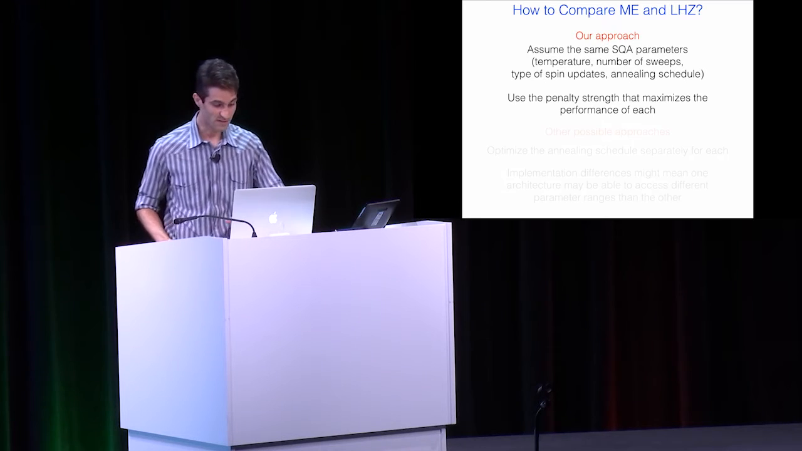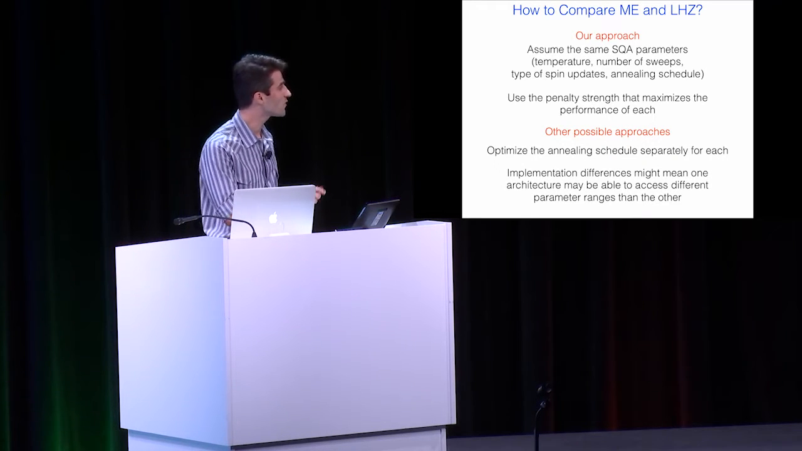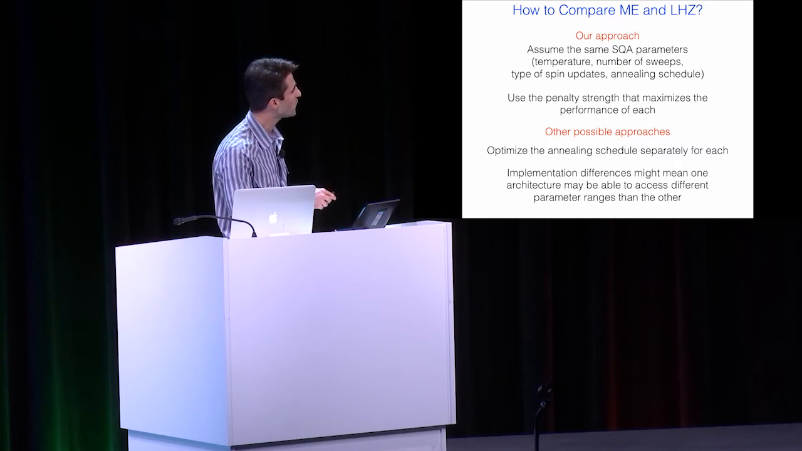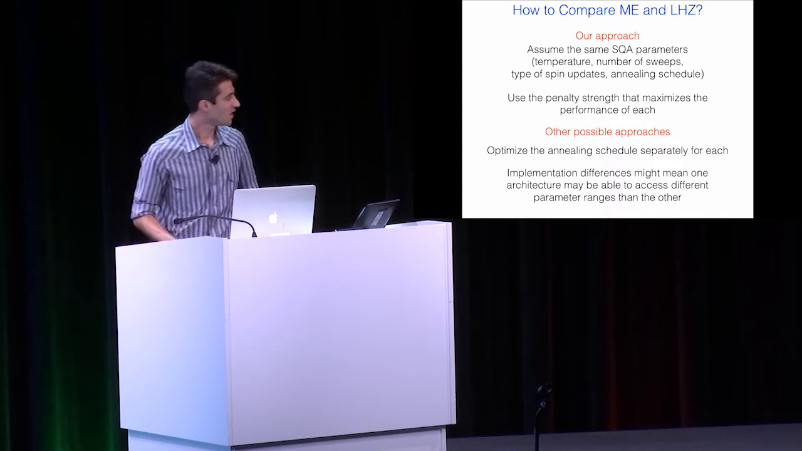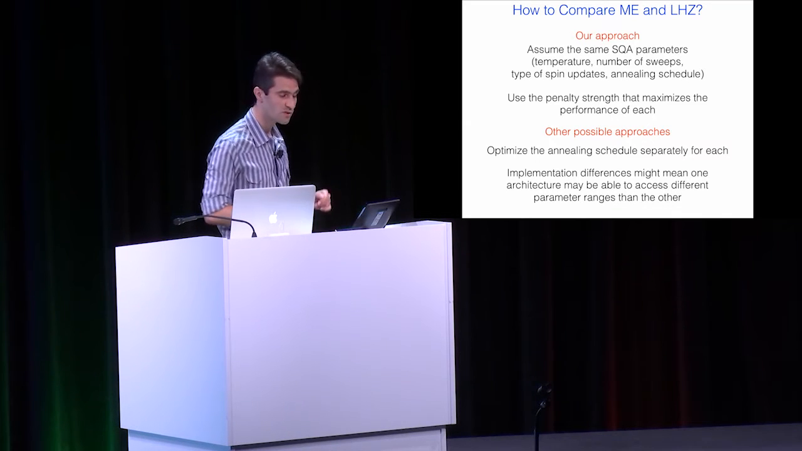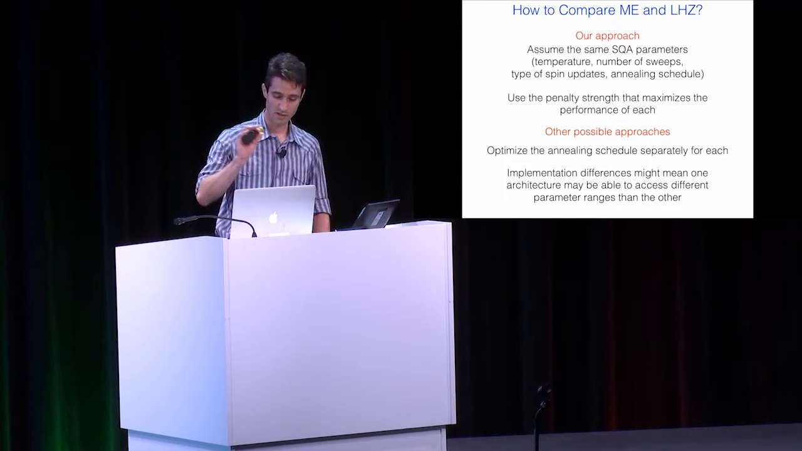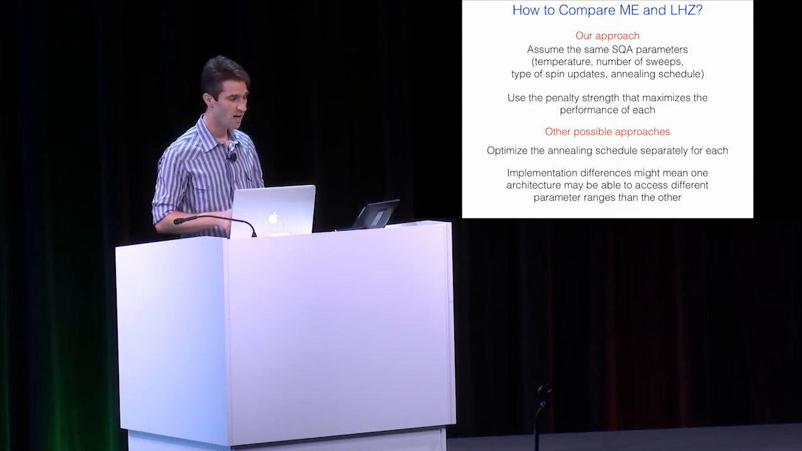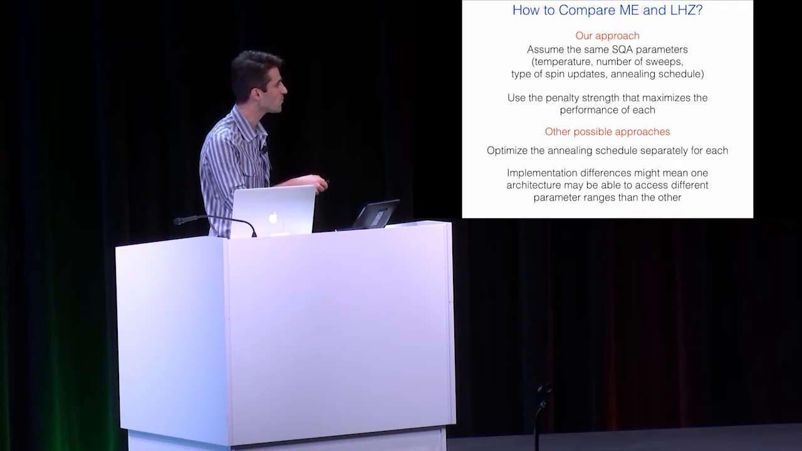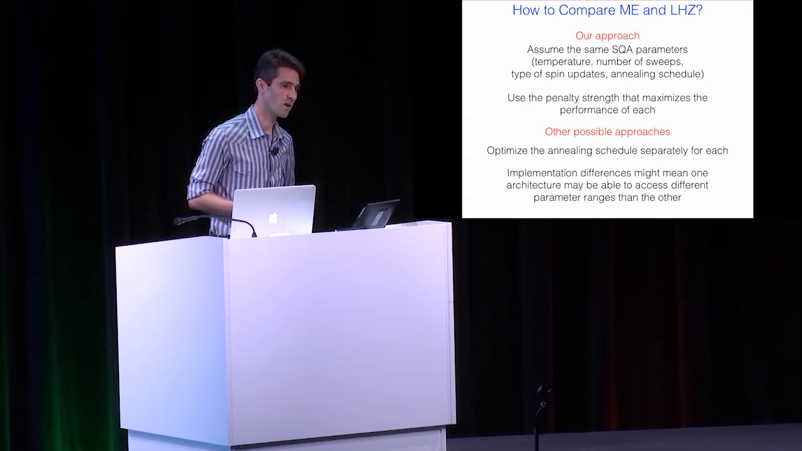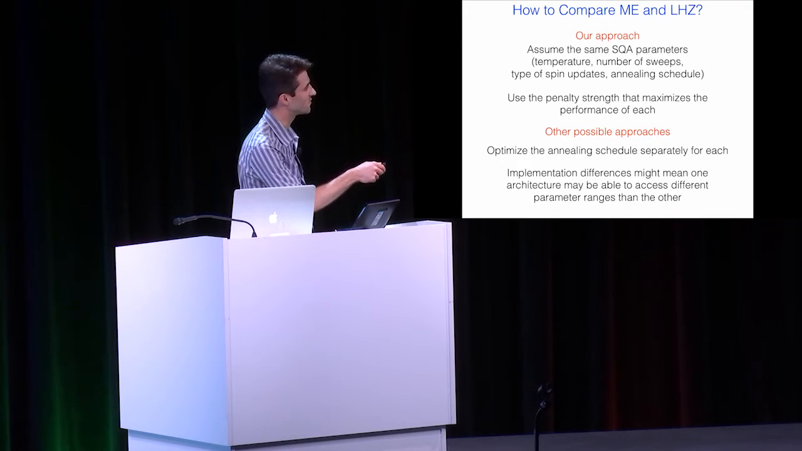Okay? But this is not the unique way to do this comparison. Right? For example, as Wolfgang pointed out, there could be benefits of optimizing the annealing schedule for both of them separately. And of course, you can imagine that if you were going to build a quantum annealer based on the minor embedding method or a quantum annealer based on the LHZ method, you might actually have different capabilities based on which architecture you use. And that's something, in principle, you should use in the comparison. But for us today, we're going to stick to this.